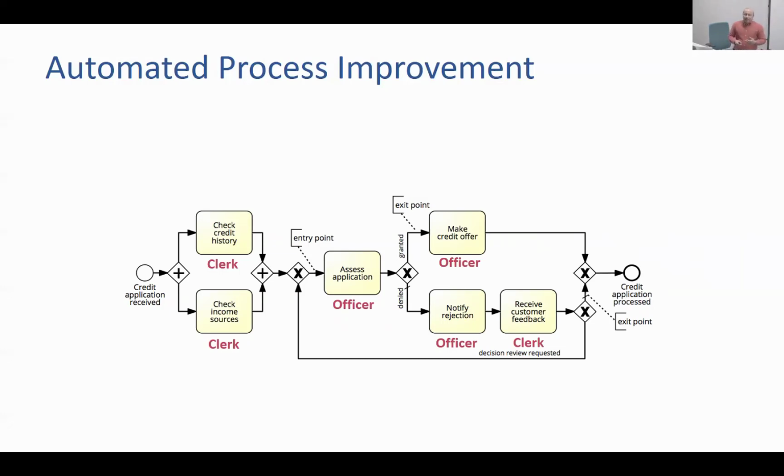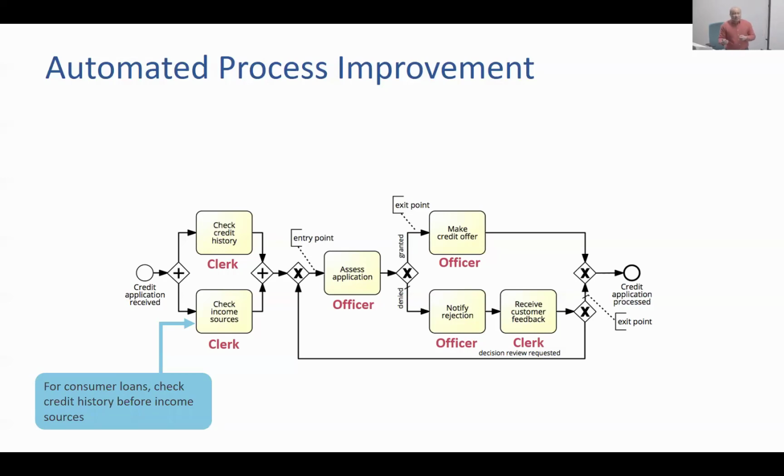Given this process and given an event log of this process, I would like a machine to be able to find patterns that can serve to make recommendations for accelerating the process, making it more efficient, or improving quality by reducing defect rates. One of the types of recommendations that such a machine could generate would be, for example, that for consumer loans, it turns out that checking the income sources before checking the credit history works better for consumer loans than doing it the other way around.